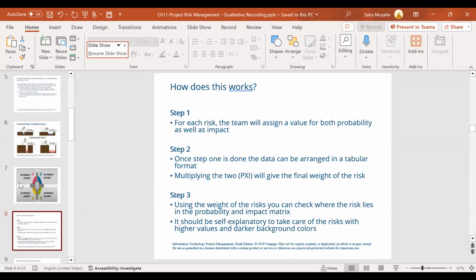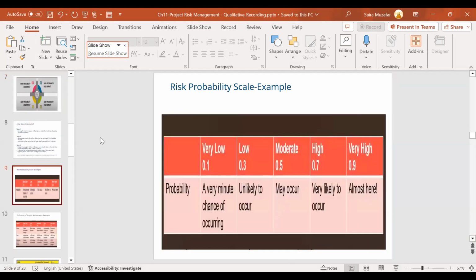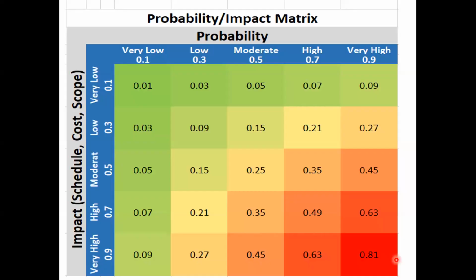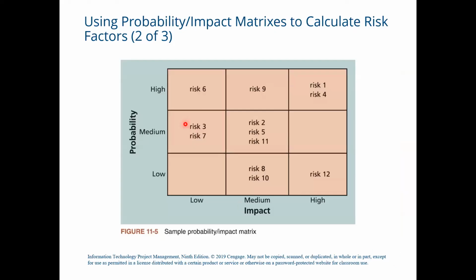So this is what I already talked about. The same screen, which I told you that we can use the probability. This is from your book, like we can use a probability and impact matrix just to visually represent the relationship between the likelihood and the impact of each risk. So this matrix helps in easily identifying and prioritizing the risks.